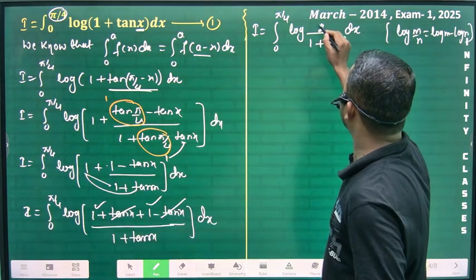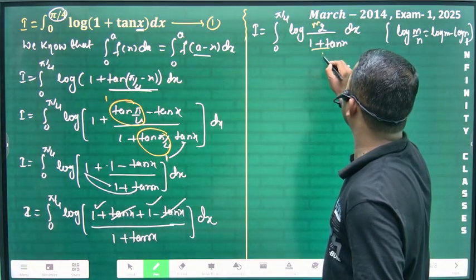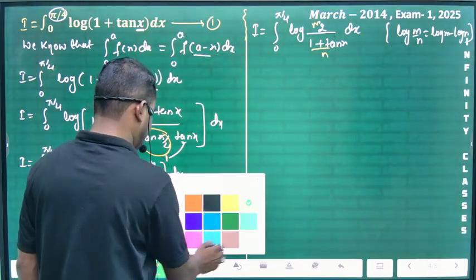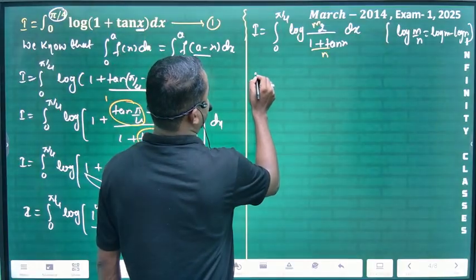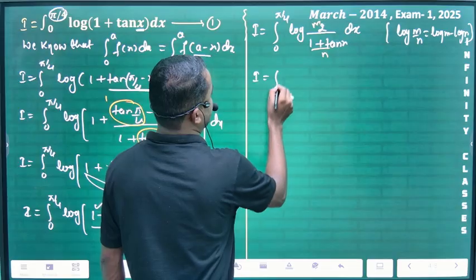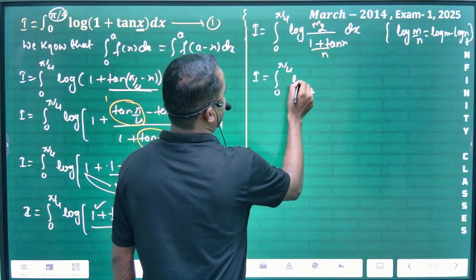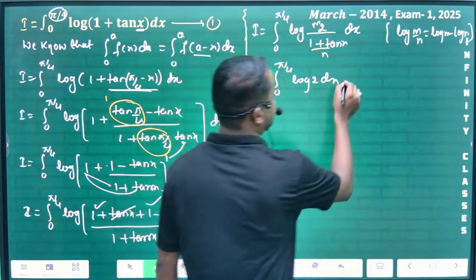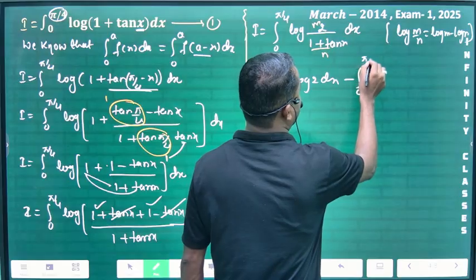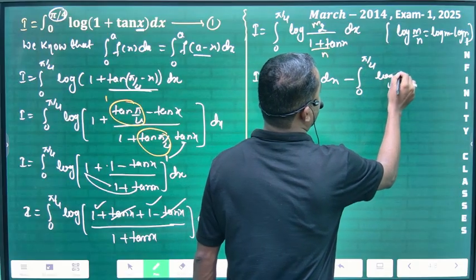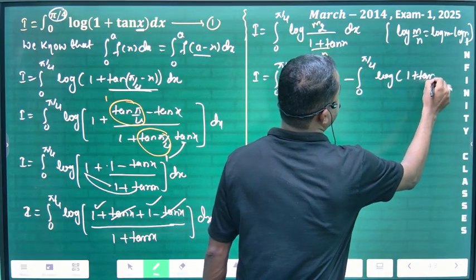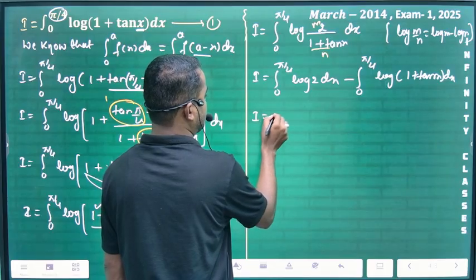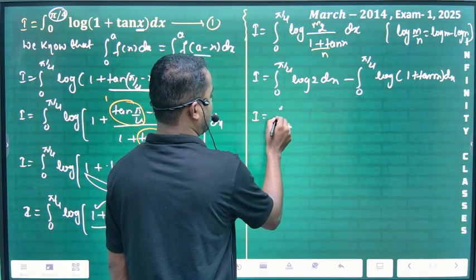This is m, and this is n. Applying the log m by n property here to this step, I is equal to integral from 0 to 5π/4 of log 2 dx, that is log m, minus integral from 0 to 5π/4 of log(1 + tan x) dx.